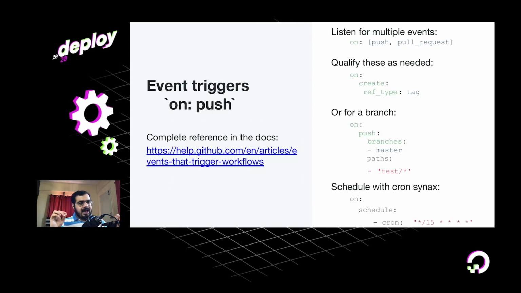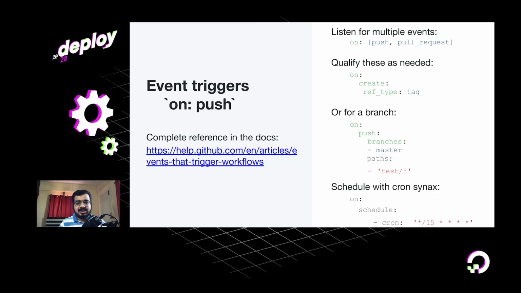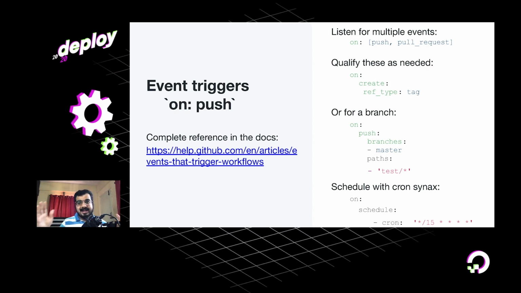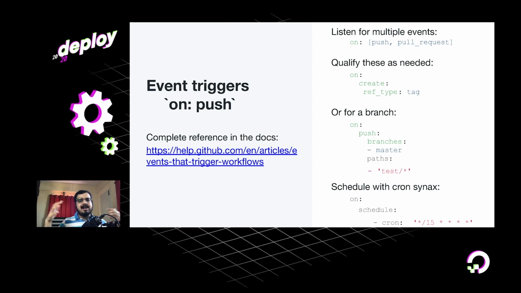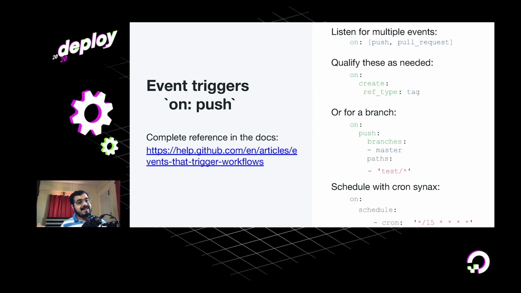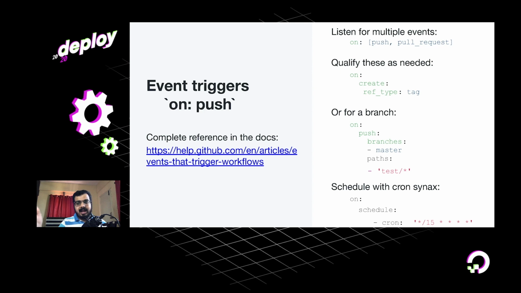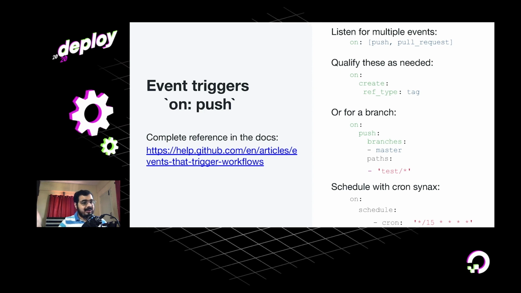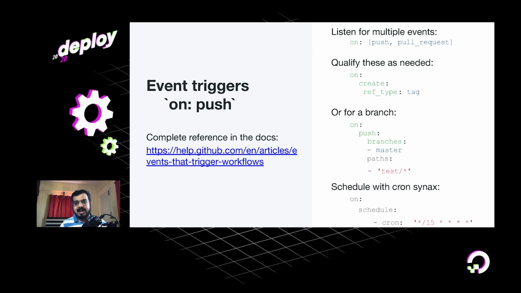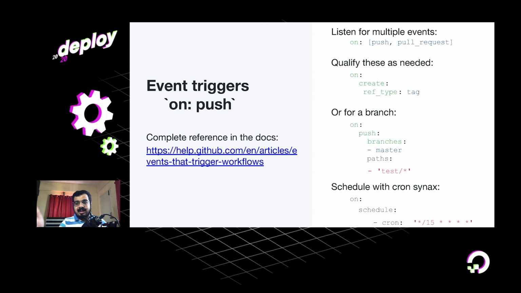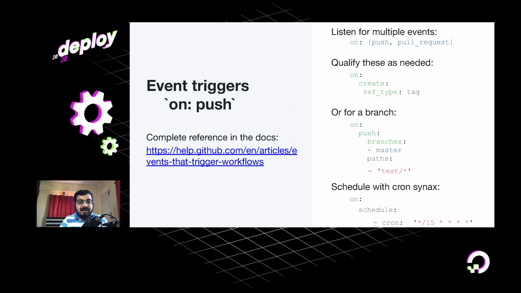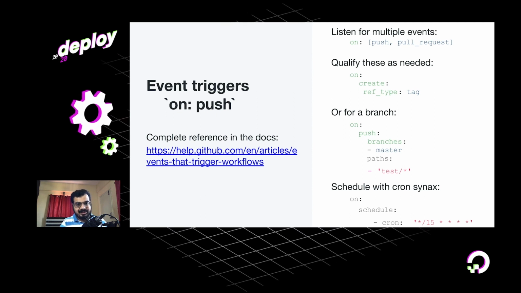And just going a little bit around event triggers, like I mentioned, one example is push, but you can listen for multiple events as well. In the example, you can listen for push, pull request, branches, tags, and so many others, which are there on the GitHub API. And you can qualify these as needed as well, like how it's shown in the example. So on create of a tag, you can do it, or you can even specify for a branch when there's a push for a branch of master, or even filter with a pattern like a regex, or you can even schedule it with a cron syntax. So you have all the power to decide how you want that workflow to get triggered.